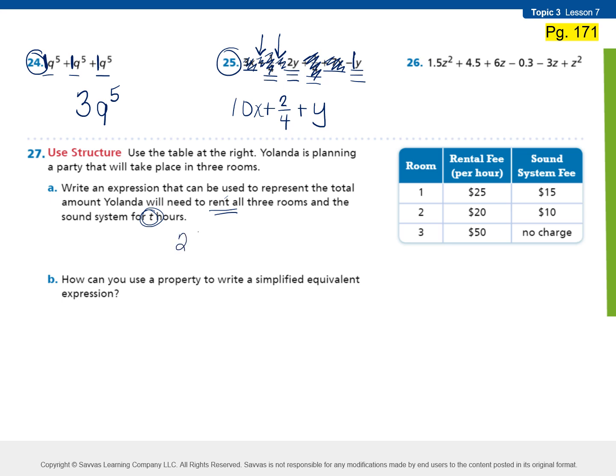So the first room is $25 for every hour, but we don't know how many hours she's going to be there. She's going to be there for T hours. So that's 25T plus second room is $20 an hour, so that's 20T plus my third room is $50 an hour.